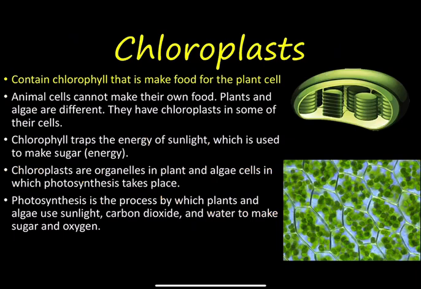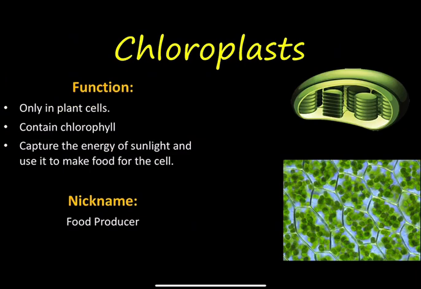Chloroplasts are organelles in a plant and algae cell in which photosynthesis takes place. Photosynthesis is the process by which plants and algae use sunlight, carbon dioxide, and water to make sugar and oxygen. They're only found in plant cells. They contain chlorophyll, and they capture the energy of sunlight and use it to make food for the cell. We can nickname chloroplast the food producer of the plant cell.